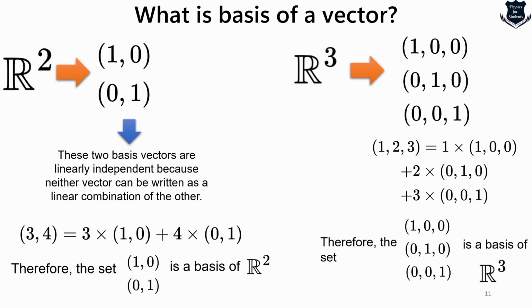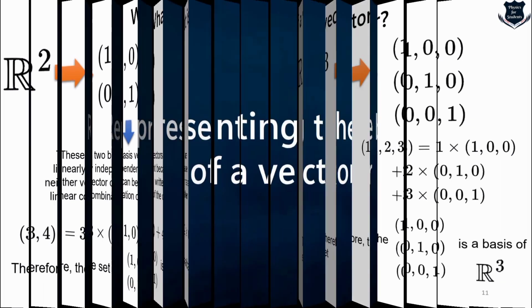So I hope this point is clear. Why is this set (1, 0), (0, 1) called a basis of R2? Because no other combinations can be done. And (1, 0, 0), (0, 1, 0), (0, 0, 1), why can it be called a basis of R3? Because no other sets can be formed, and it actually gives back the result.